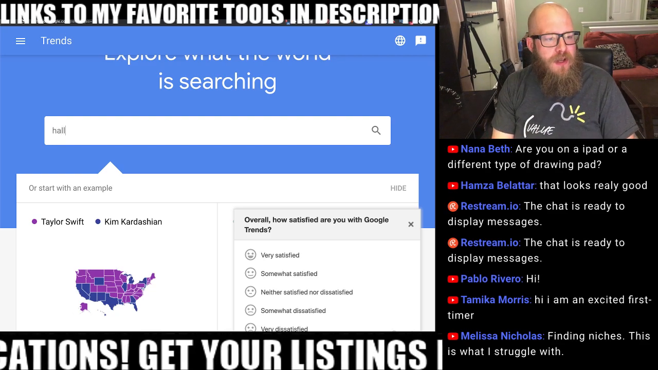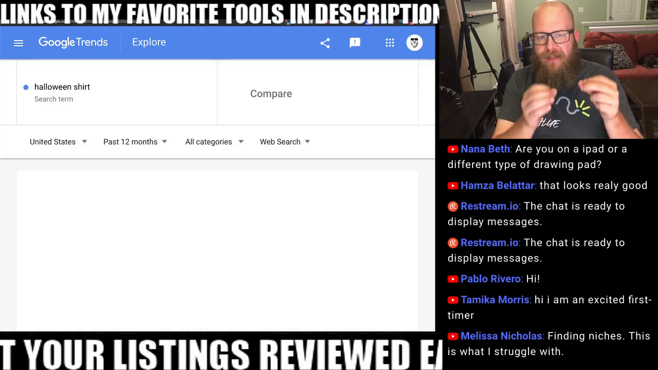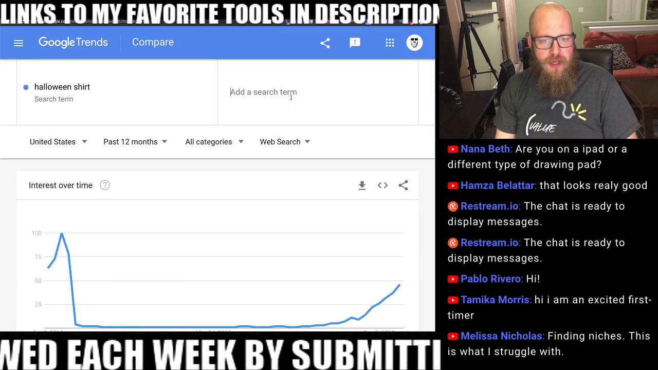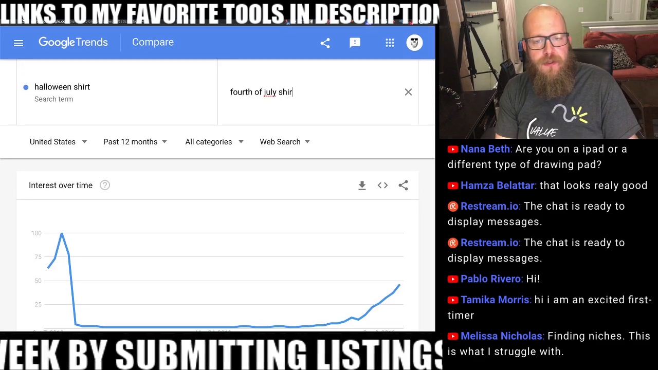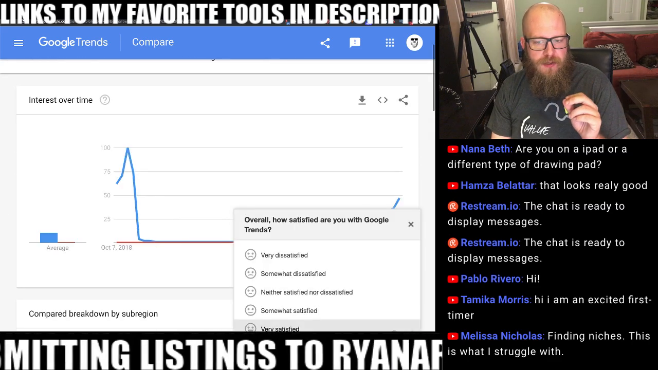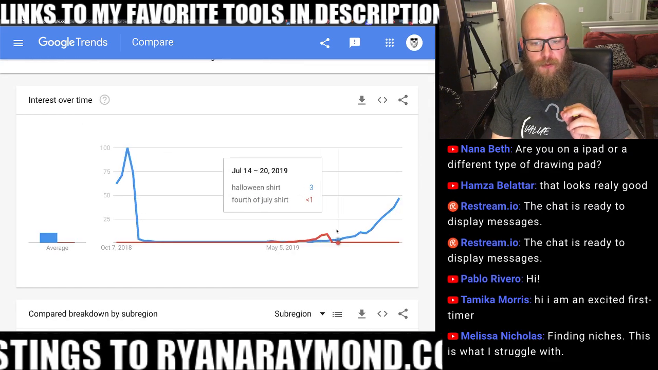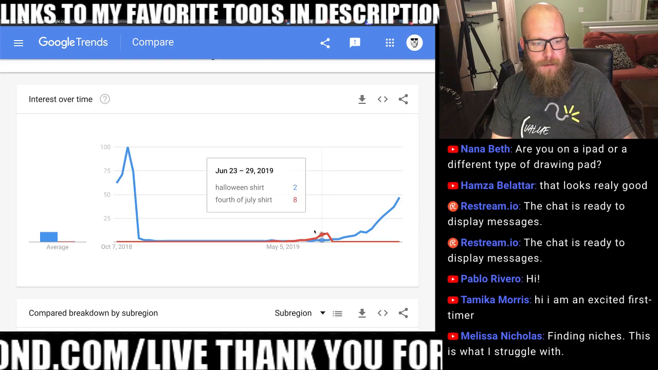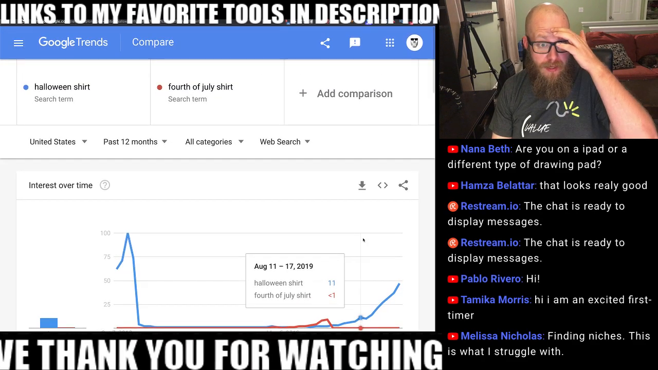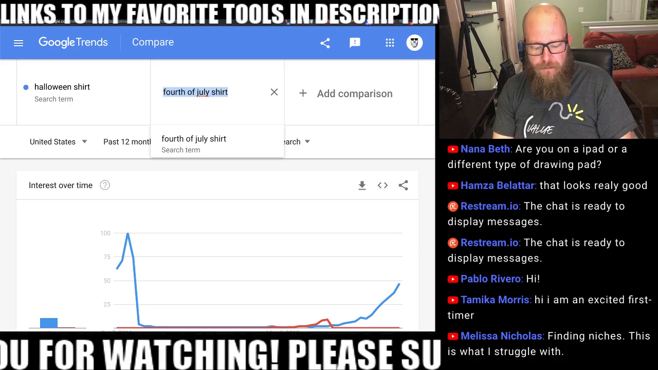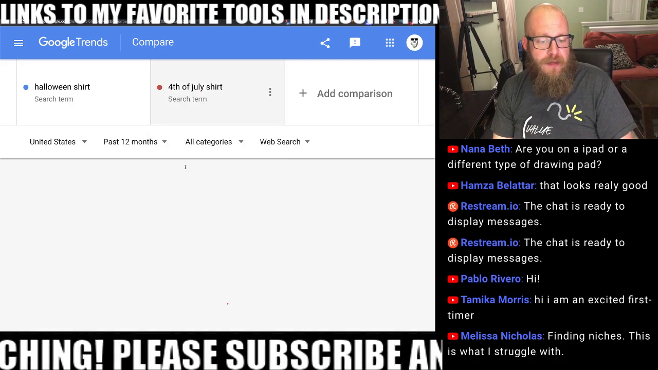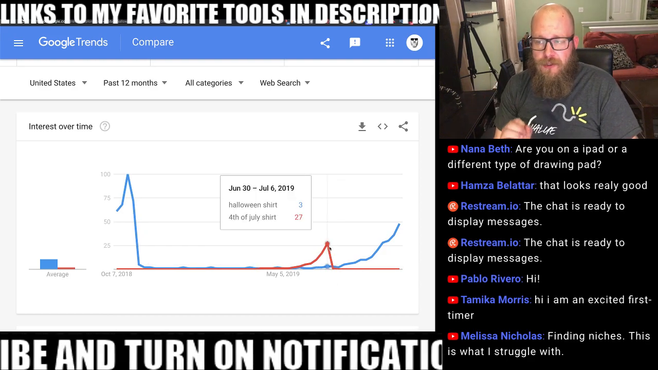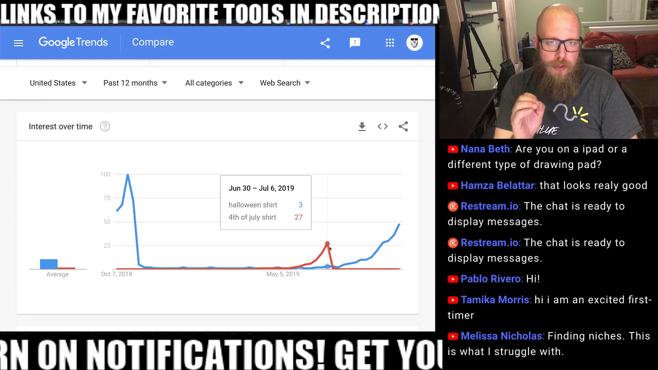Okay, so let's think about this Halloween shirt. It is tied to an event that occurs on a cyclical basis. It occurs every year, just like 4th of July shirt. Searches for these spike at different times of the year. So you can see 4th of July shirt in relation to Halloween shirt. Halloween shirt is a bigger search historically over the last couple of years. But I wonder if you did 4th of July shirt, that could even be a slightly different spike. See, that's actually a higher search term than 4th of July shirt. So that's a difference in keywords for you to understand there.